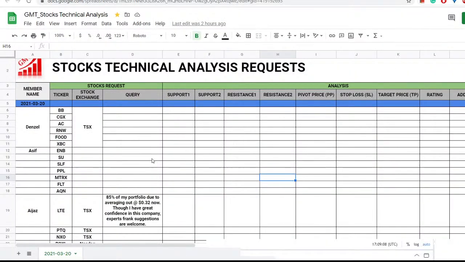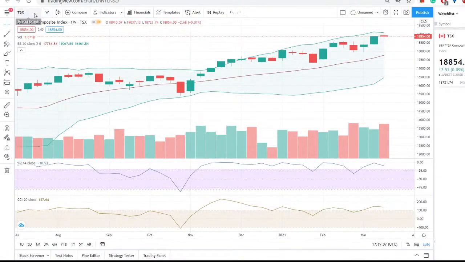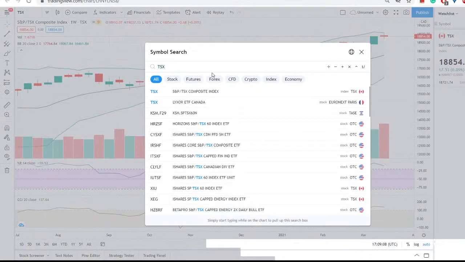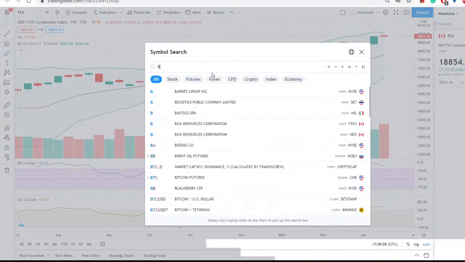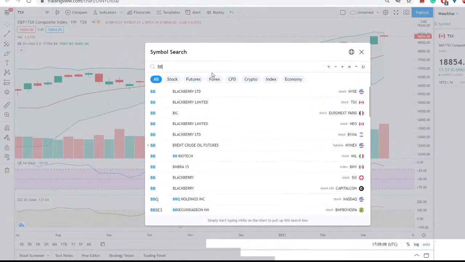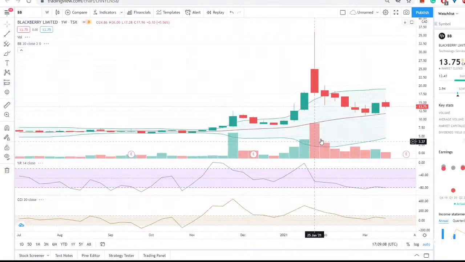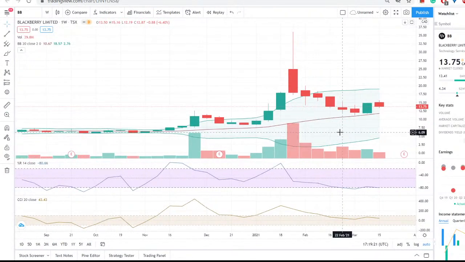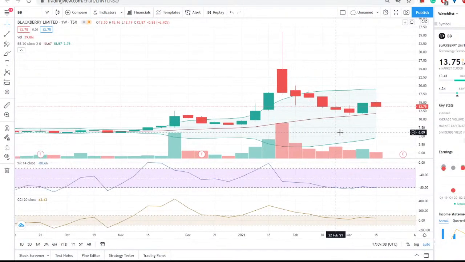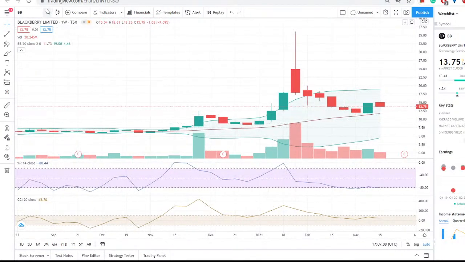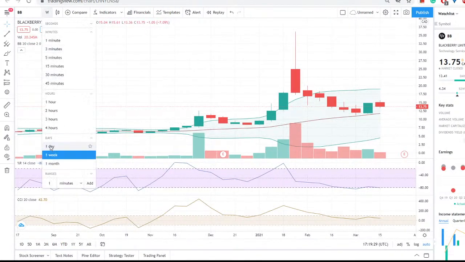Okay, so let's move on to the stocks. First we have BB, BlackBerry. The stocks that Denzel has requested, he would like to hold for the long term. That's why he is interested in knowing the buy price, which can help him get in at a lower price for holding long term. So let's go to the daily chart.